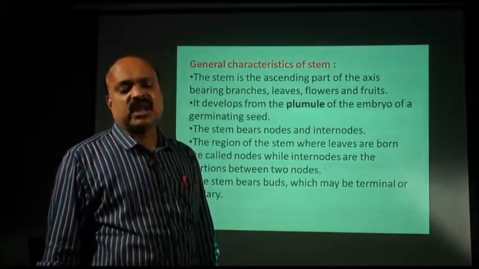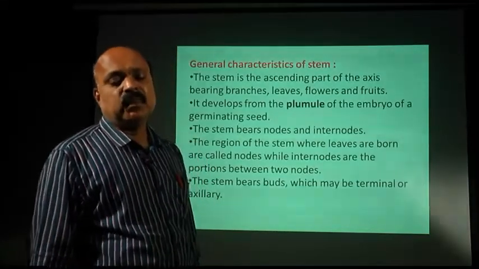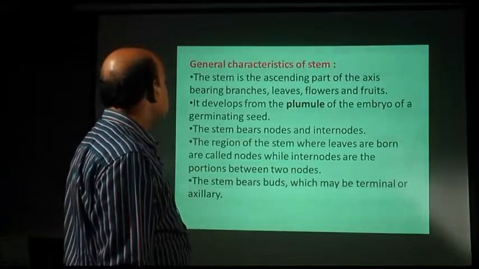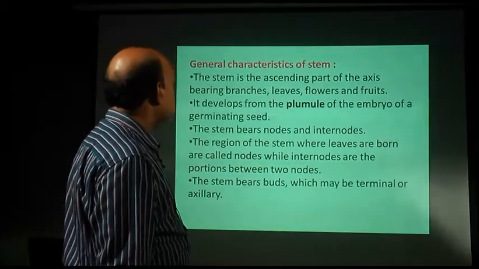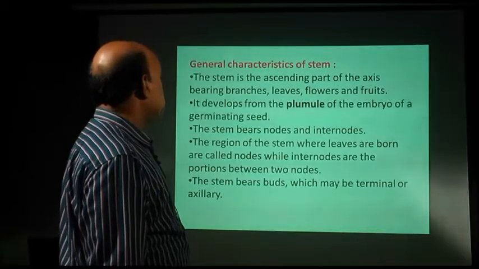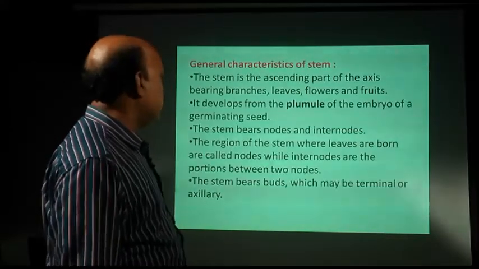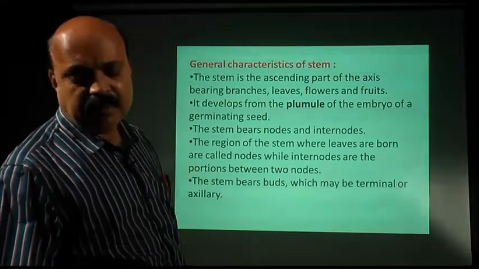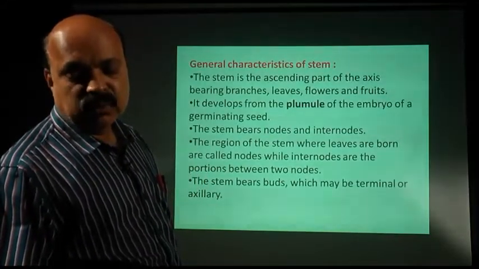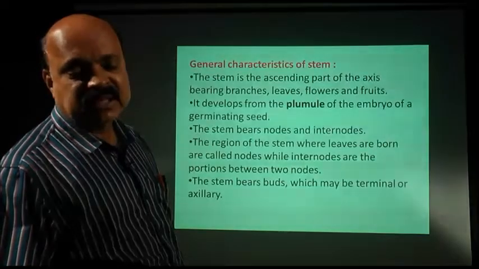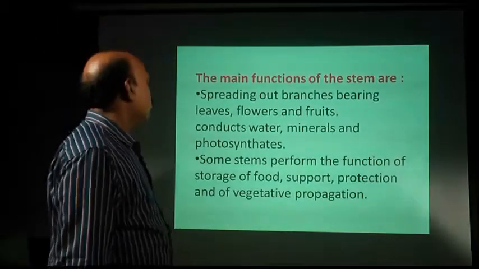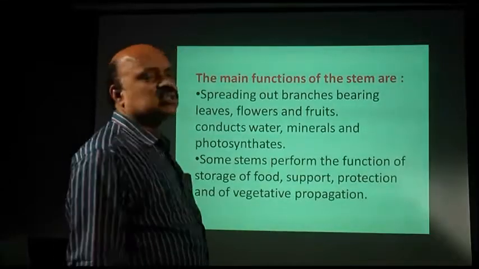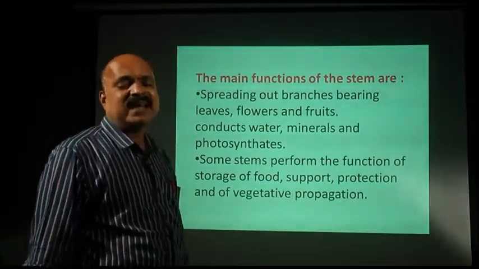The region of the stem where leaves are born are called nodes, while the internodes are the portions between the two nodes. So the stem bears buds which may be terminal or axillary. So stem definitely possesses buds which may be terminal or axillary. Terminal means अग्रभाग किंबा apical portion रे रहिबो, axillary means joint portion रे रहिबो, ताको हमें कहबा axillary.